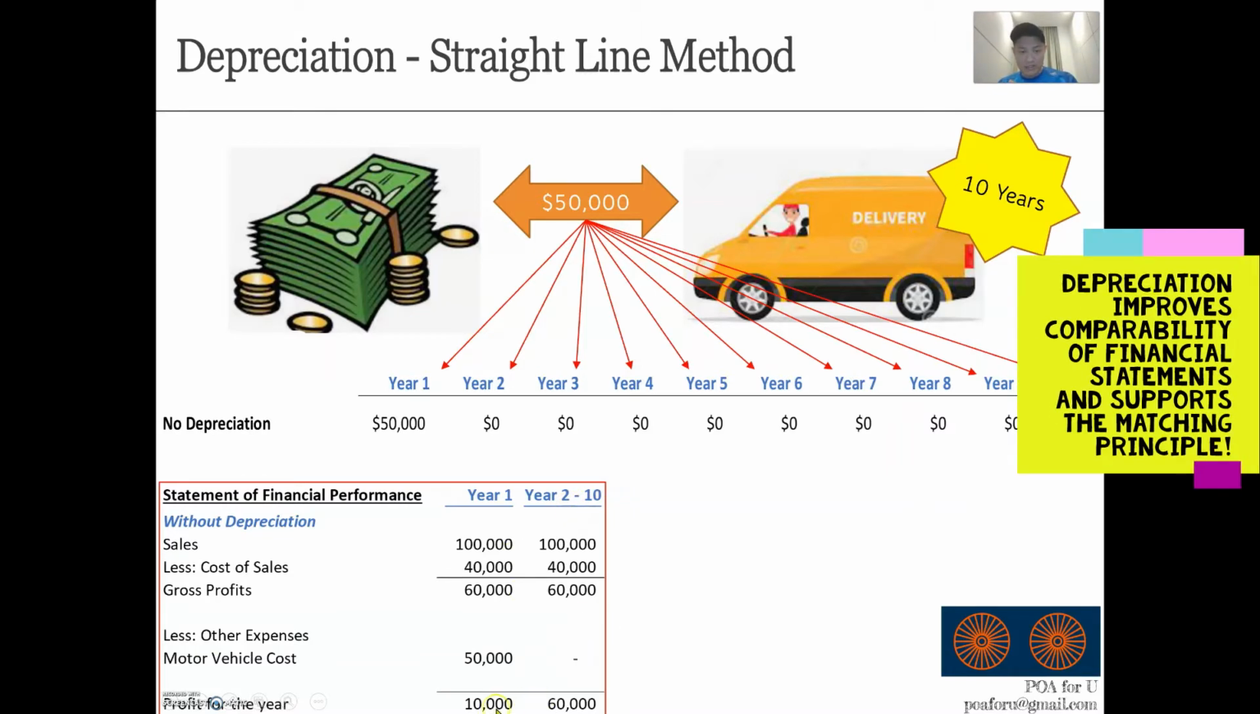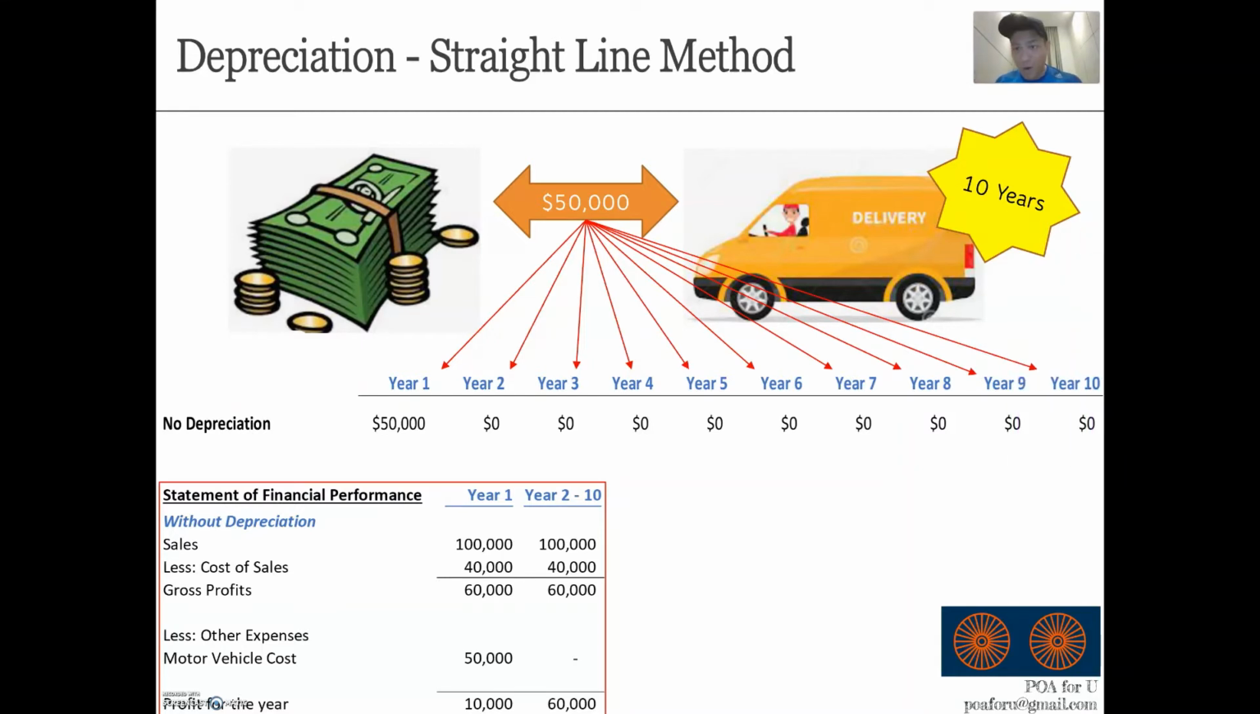Now, if you look at this, profits for the year would then be very odd: extremely low in the first year, and unusually high in the second to 10th year. So for comparative purposes, it looks very odd, right? And makes the financial statements not comparable across years.